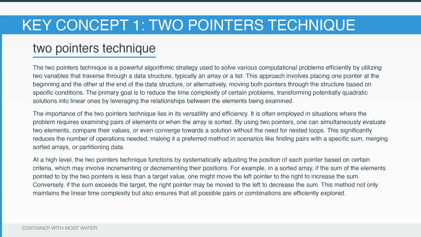For instance, if you need to find two numbers that add up to a specific target, you can adjust the pointers based on their current sum. If the sum is too low, move the left pointer to increase it. If it's too high, move the right pointer to decrease it. This method reduces the time complexity from quadratic to linear, allowing you to explore all potential combinations without unnecessary nested loops. Overall, the two pointers technique is versatile and powerful, helping streamline various computational challenges effectively.